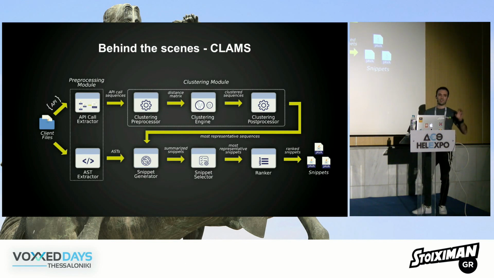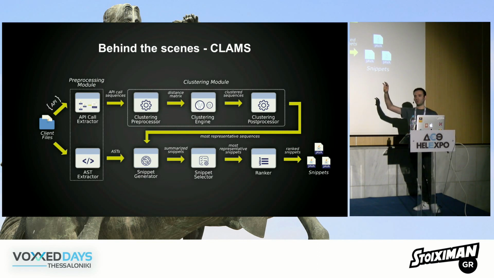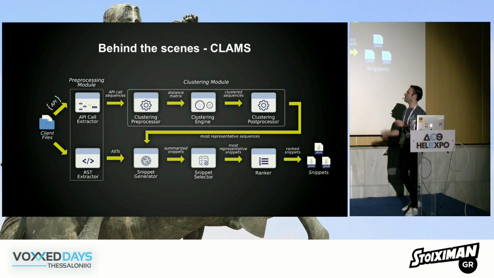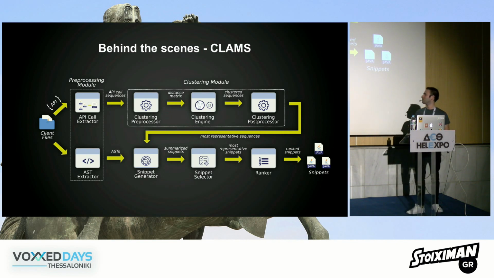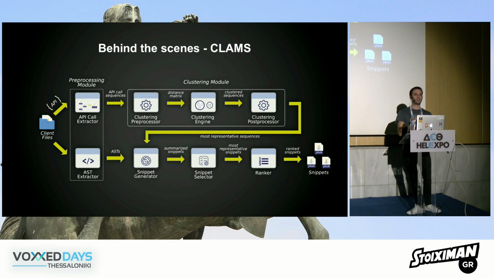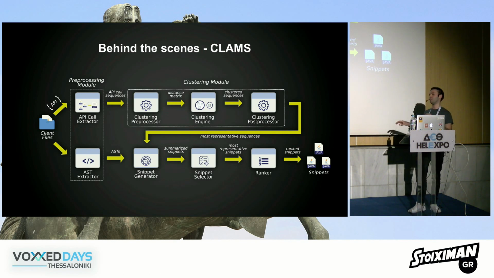The next part is to extract the abstract syntax trees and get the snippets that are associated with those top sequences. And this is passed to the snippet generator, which does the summarization. It implements the summarization algorithm. You pass your snippets from that, and you get summaries.